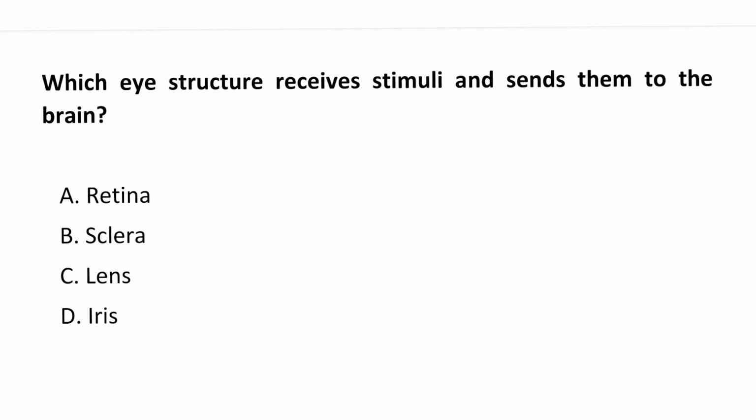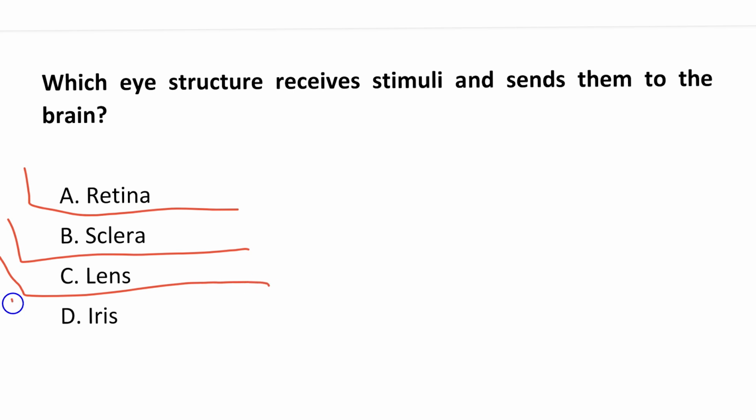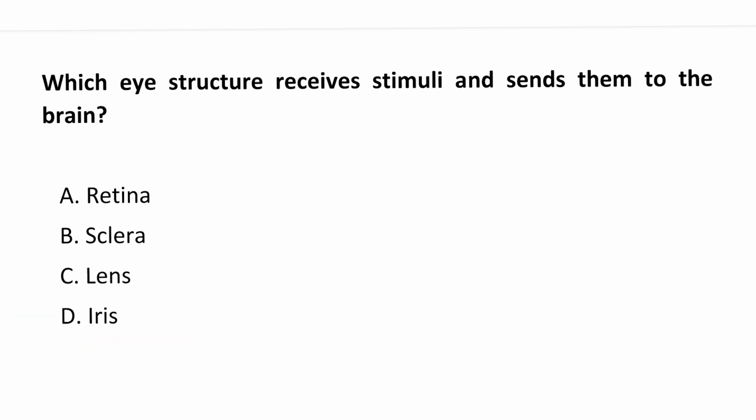The next question is, which eye structure receives stimuli and sends them to the brain? Option A, retina. Option B, sclera. Option C, lens. And option D, iris. And the correct answer is option A, retina. The retina receives stimuli and sends them to the brain.